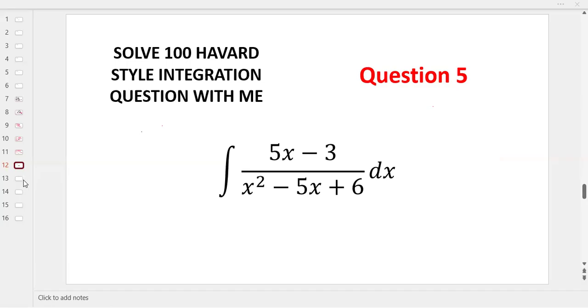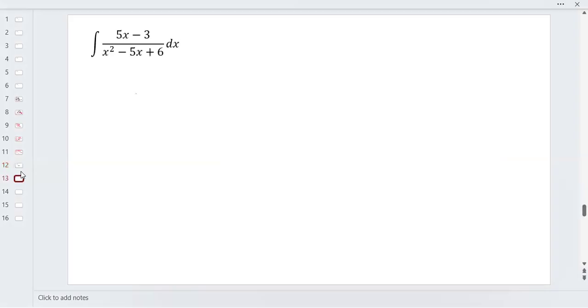All right, so we have the integral of 5x minus 3 upon x squared minus 5x plus 6 dx. So what do we do? The first thing we have to do is try to break this down into simpler fractions.